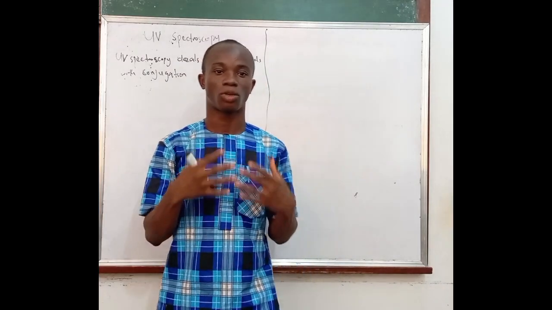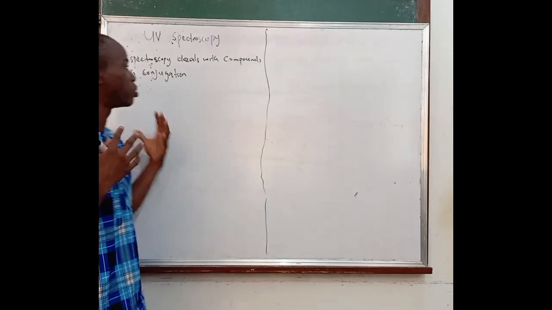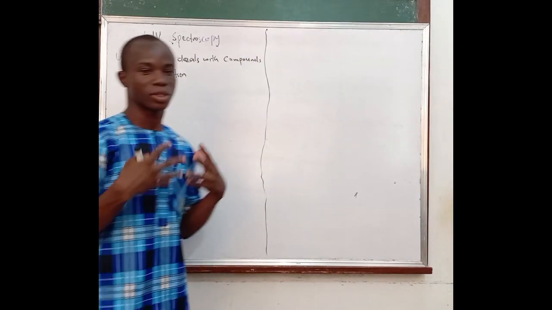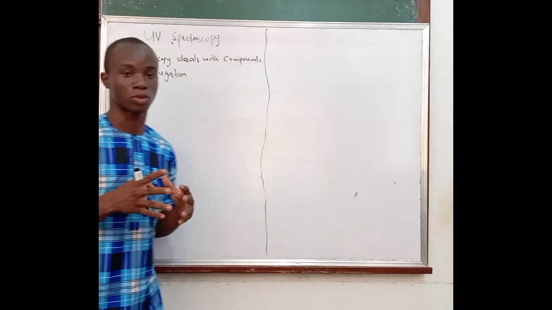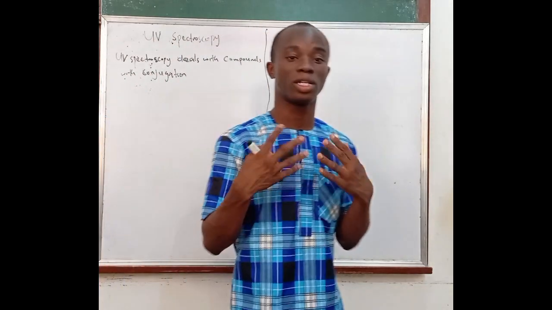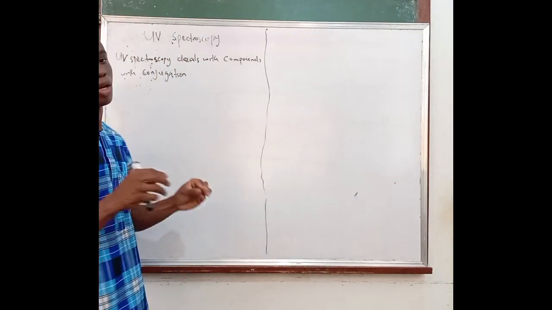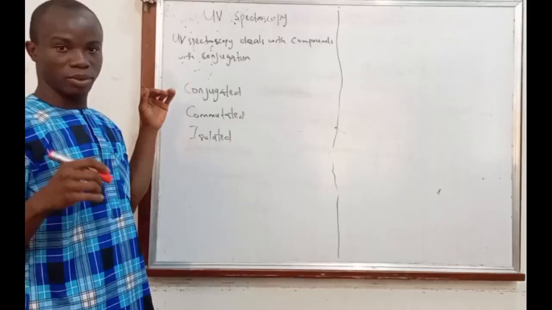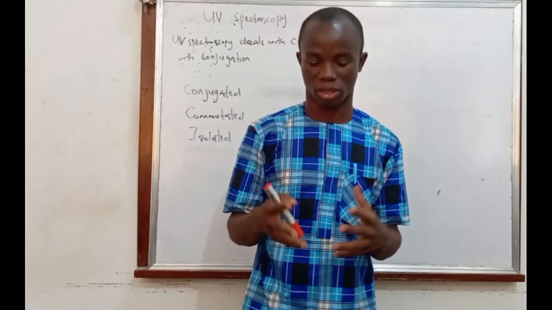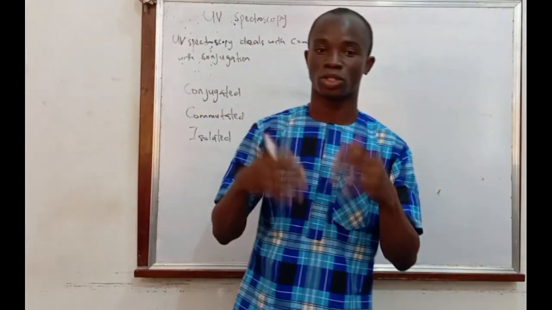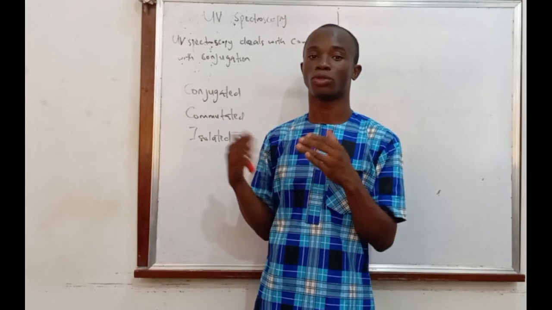A compound can be UV active or UV inactive, in the sense that you can have a compound that can absorb and be measured using UV spectroscopy, and I can have a compound that you can't measure using UV spectroscopy, depending on the presence of conjugation. So what is conjugation? Or when do we have a conjugated system? A conjugated system has to do with double bonds, when you have two or more double bonds.